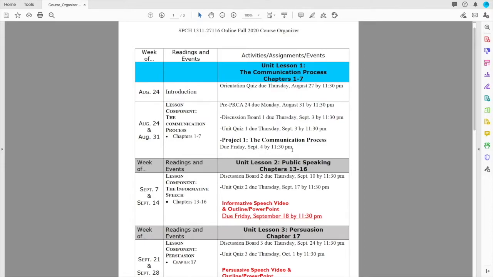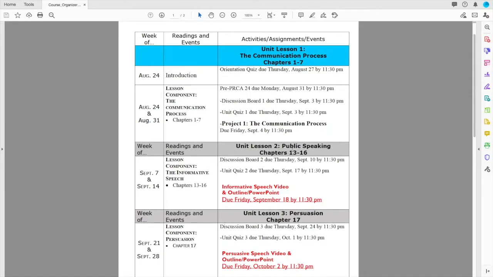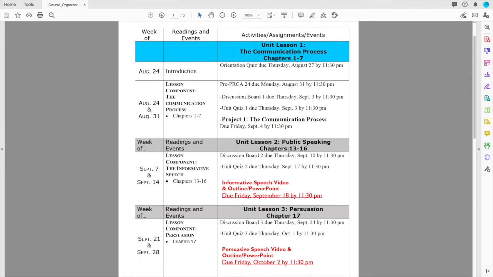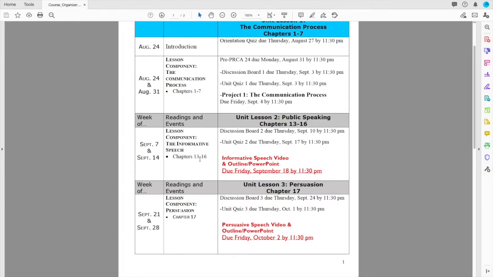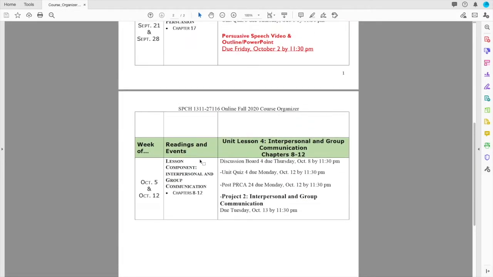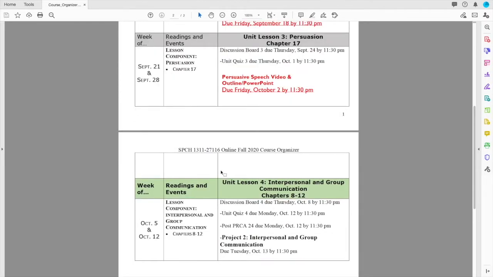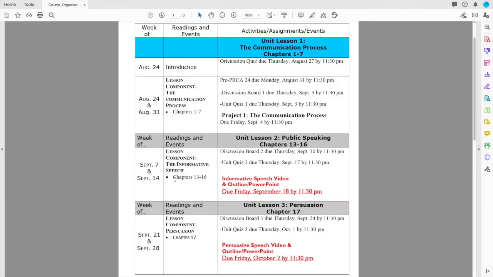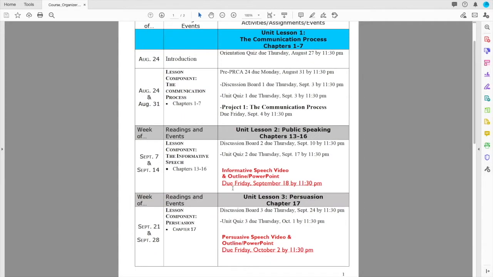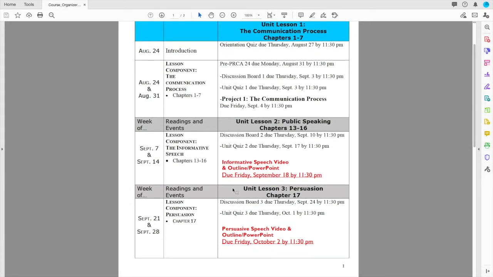Then make sure that you're working on your written project, and that written project is due Friday, September 4th by 11:30 p.m. So again, the course organizer is very important for you to be checking daily so that you know what assignments you should be working on and when they're due. As I said in the course syllabus, this course is divided up into 4 unit lessons. So just remember, the course organizer tells you what assignments you need to be working on and the due dates. So please make sure that you're keeping up with your work and turn in your assignments on time.